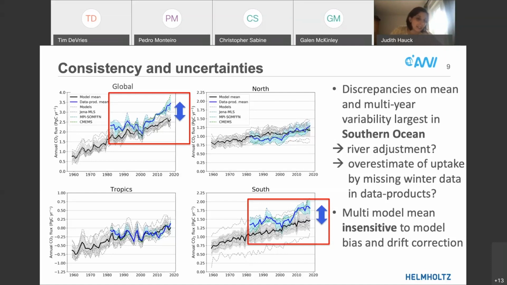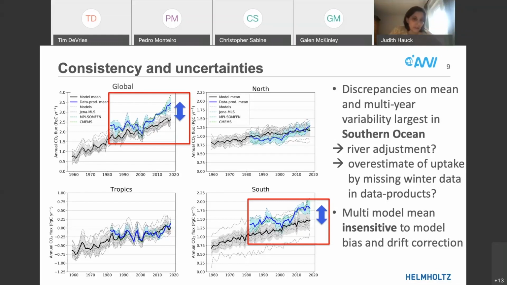And the models and data products also agree on the variability in the tropics. Whereas in the Southern Ocean, there's no agreement on the mean, nor on the trend, nor on the multi-year variability. And there are two possibilities that I think would be the first and obvious ones to test. The first is the river adjustment. It seems to work pretty well in the North and in the tropics, but it does not seem to work in the South. So maybe there's just a regional distribution that we don't get right yet.